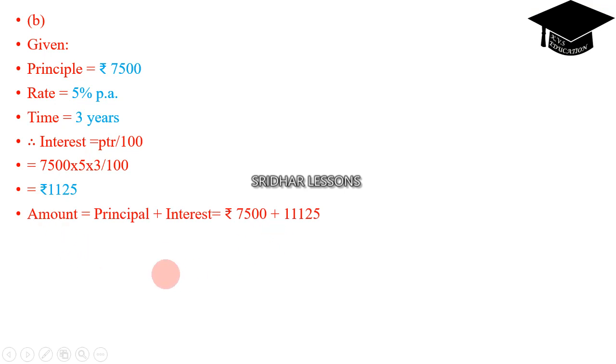But the amount to pay after 3 years is principal plus interest. This is equal to 7500 plus 1125, which is equal to 8,625. Here it is a typing mistake. Please don't mind, my dear students, this is a typing mistake. So the total of 8,625 has to be paid after 3 years.